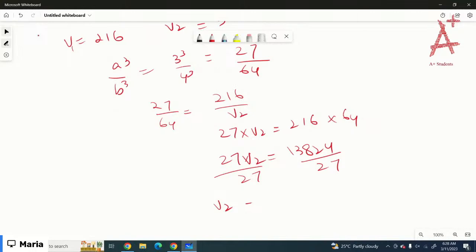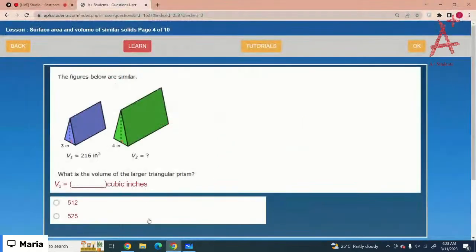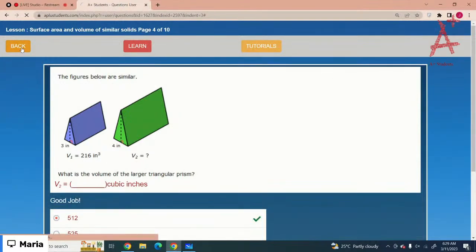That means the volume of the larger prism is 512 cubic inches. Got it? Okay, you can complete the test by yourself later today. Let me just move on to the next lesson.